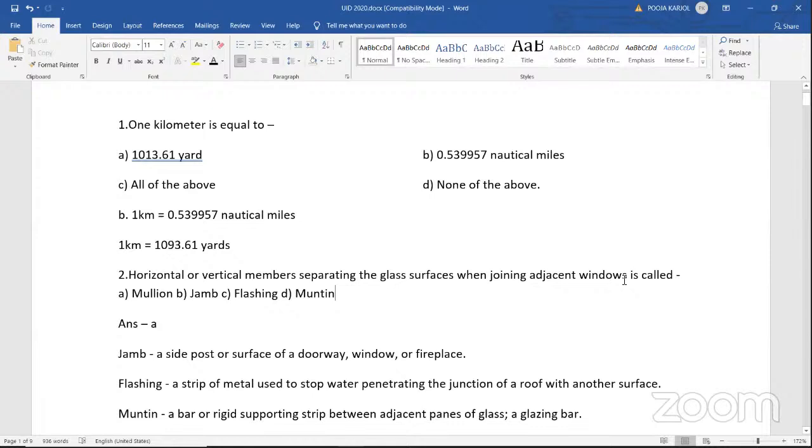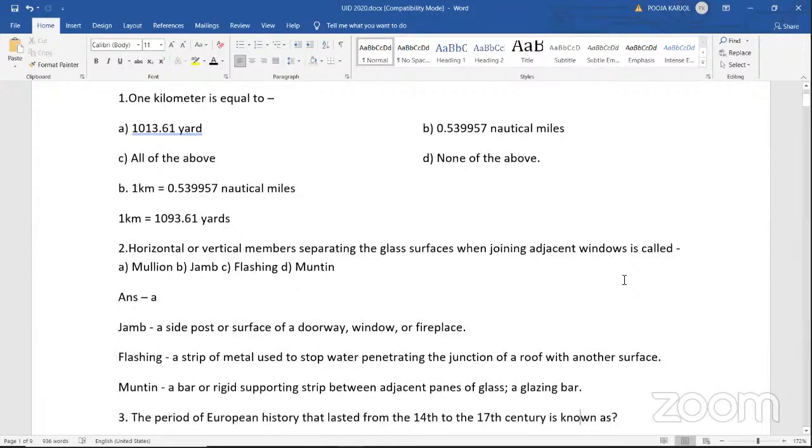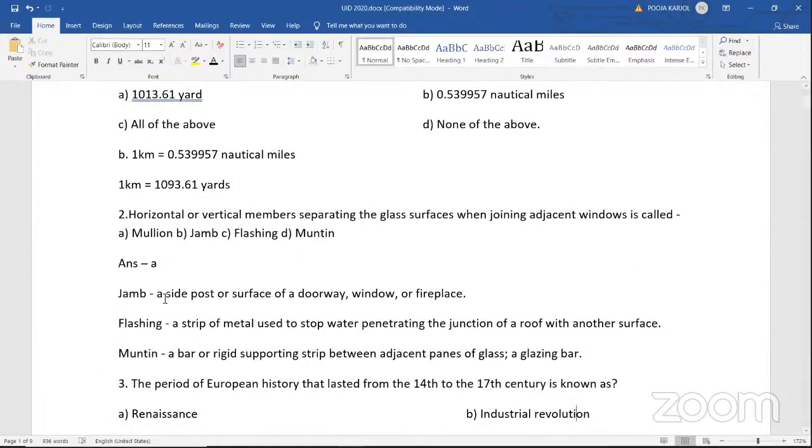Now see the definitions of the other options. Jamb: a side post or surface of a doorway, window or fireplace. I think you guys might know jamb. When you close the door, it strikes against a surface near the door, on the doorway. That is called a jamb. Flashing: a strip of metal used to stop water penetrating the junction of a roof with another surface.